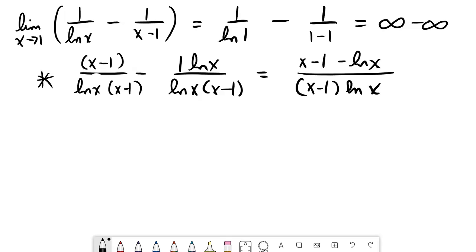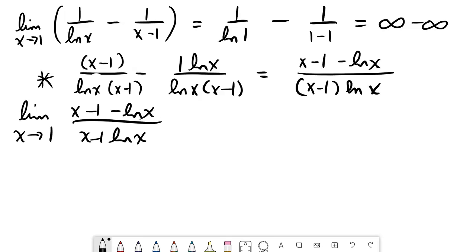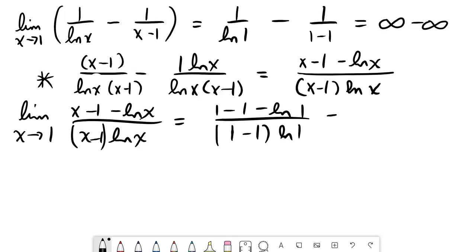We have it in this form, and now we want to look at that limit. We have to keep making sure it's in an indeterminate form, even in this format. So let's plug it in and see if we get an indeterminate form. We plug in 1, and we get 1 minus natural log of 1 on top, and 1 minus 1 times natural log of 1 on the bottom. This is in fact 0 over 0. This is an indeterminate form, so now we can officially use L'Hopital's rule.